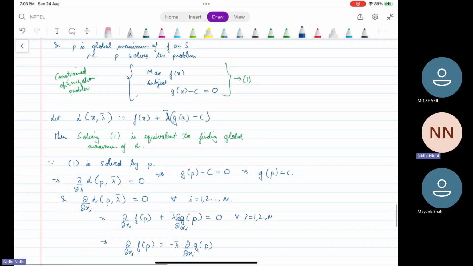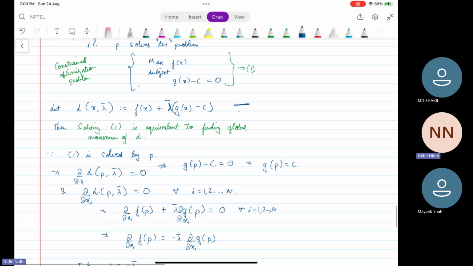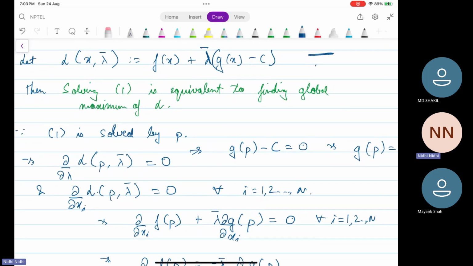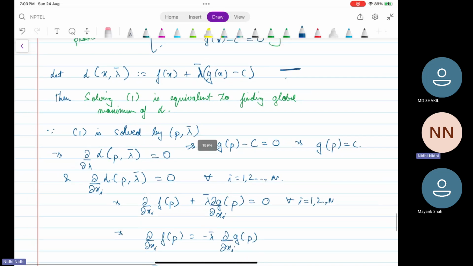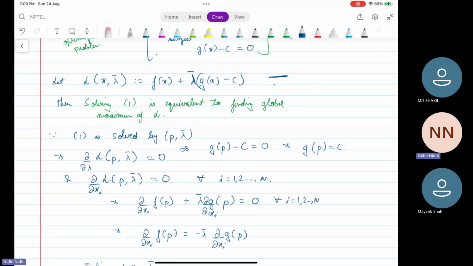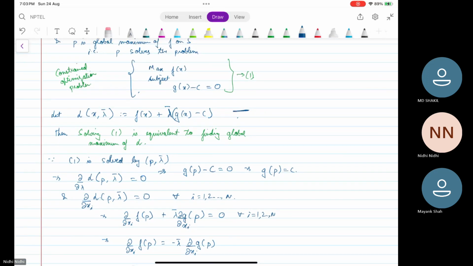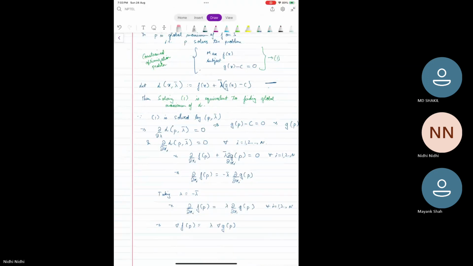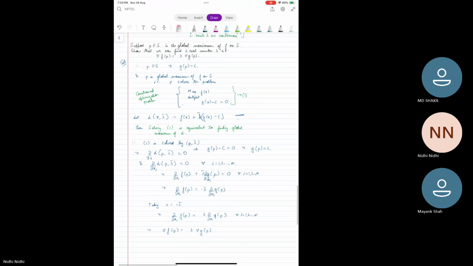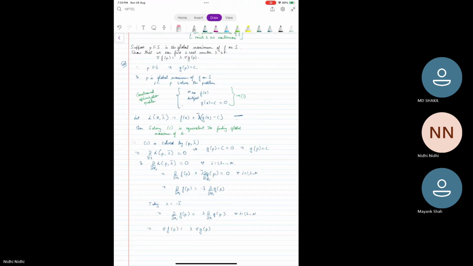So here this lambda bar is a variable. It is treated as a variable, and since the problem has a solution, it can be solved by some (lambda p, lambda bar). So this lambda bar is fixed. We can find such a lambda bar. So I hope this is fine.